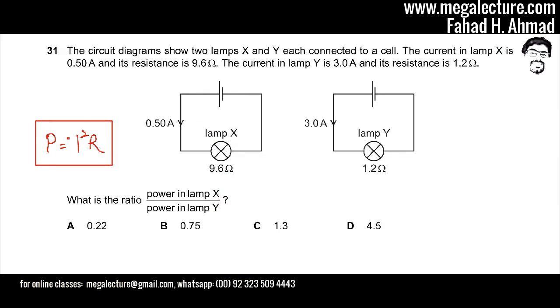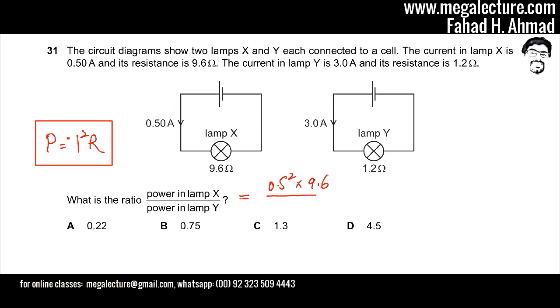Now the very first thing you need to know is the formula of power, which is I square R. So current is given, resistance is also given, so we can use I square R. So I'm going to try and solve this now, because we need to find the ratio, and we're going to first calculate the power in lamp X, which is going to be I square R, or 0.5 square multiplied by R, which is 9.6 ohms.